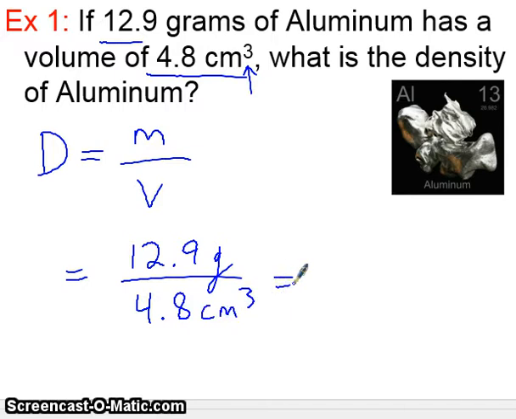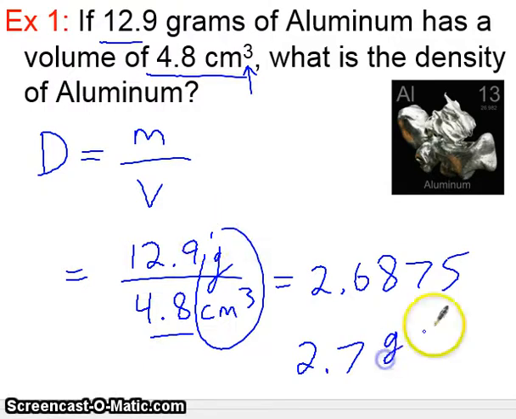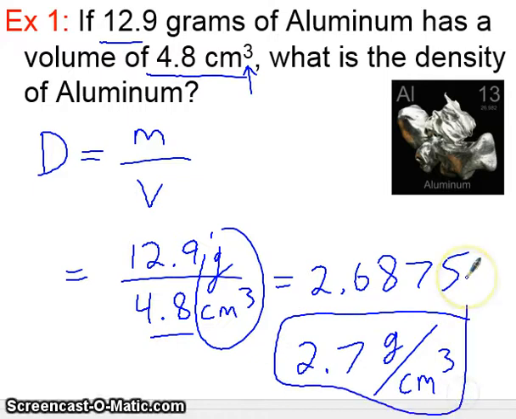Now just dividing these two numbers, go ahead and do this in your calculator, should give you an answer of 2.6875. We have to follow significant figure rules. So the least is two numbers, so we'll only put two numbers. In other words, we'll put 2.7. The units for this one, it's also important to put the right units, will be grams per centimeter cubed, or cubic centimeter is the other way of saying it. So we've got the density of aluminum. Notice aluminum is not very dense compared to other metals. It's actually one of the less dense metals, very light metal.